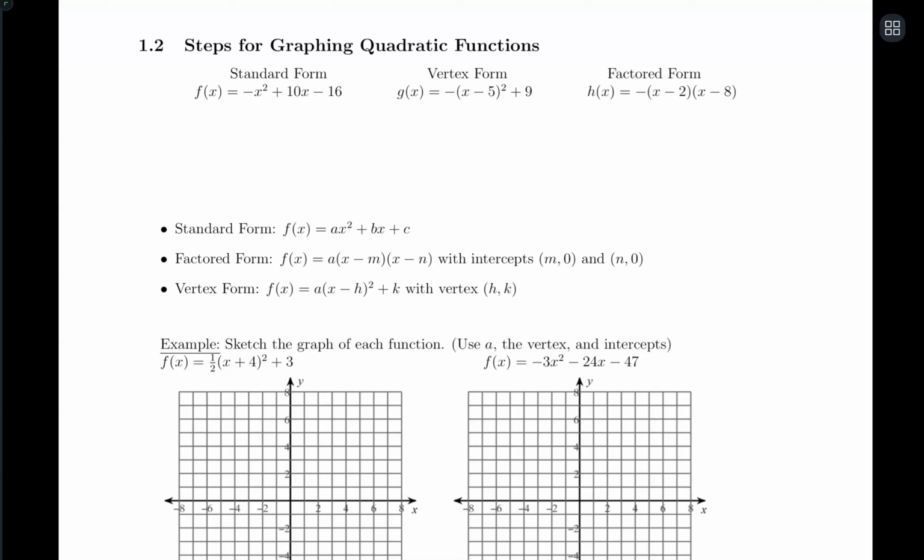We looked at methods of finding some coordinates in that last video. What we're going to do is kind of the same idea here, because that gets us to making a graph, but often some of the coordinates are easier to find based on the form that we're given for our function. So we're going to look at three forms. There's standard form, vertex form, and factored form.